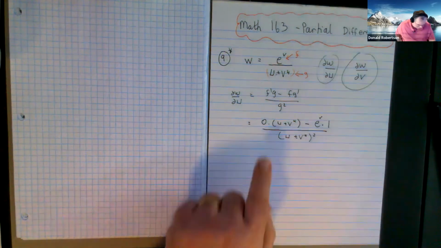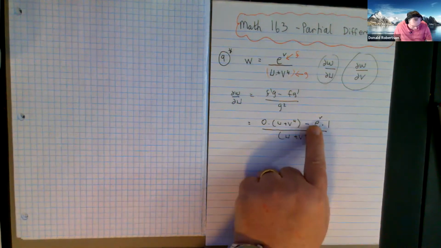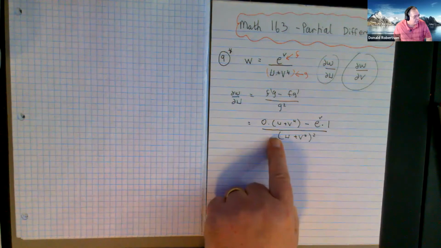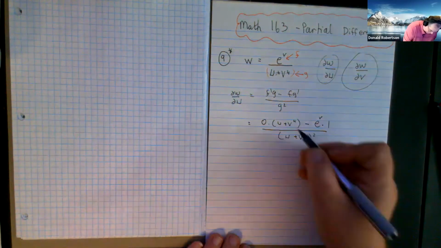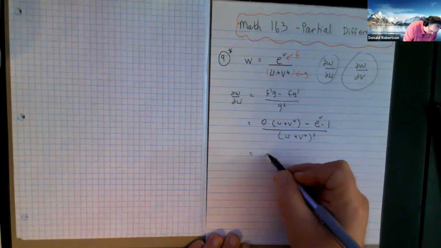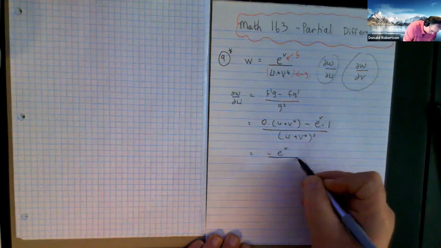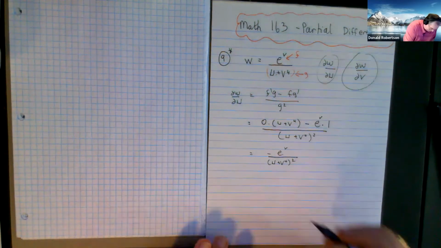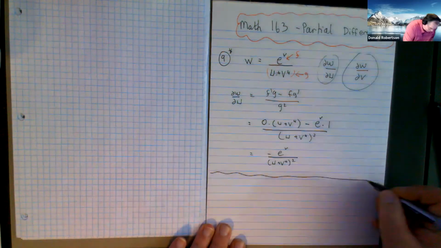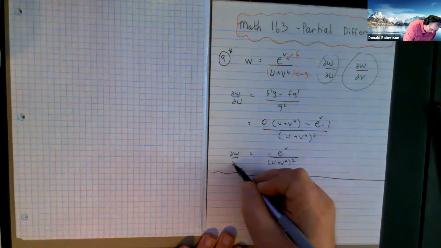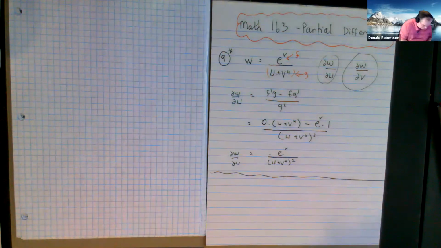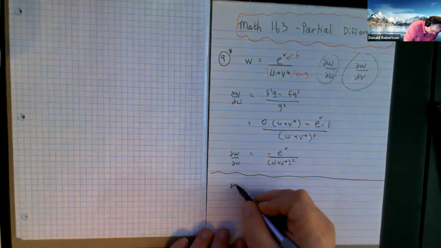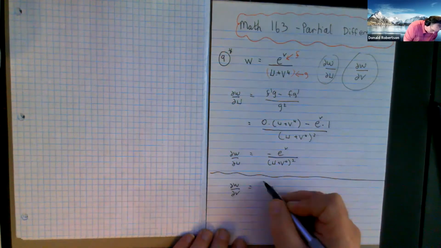Are we comfortable with f dash g take away f g dashed over bottom squared? Now, that's nothing, and that's just negative e to the v over u plus v to the 4 squared. Okay, quotient rule. Now, the other one, also the quotient rule.